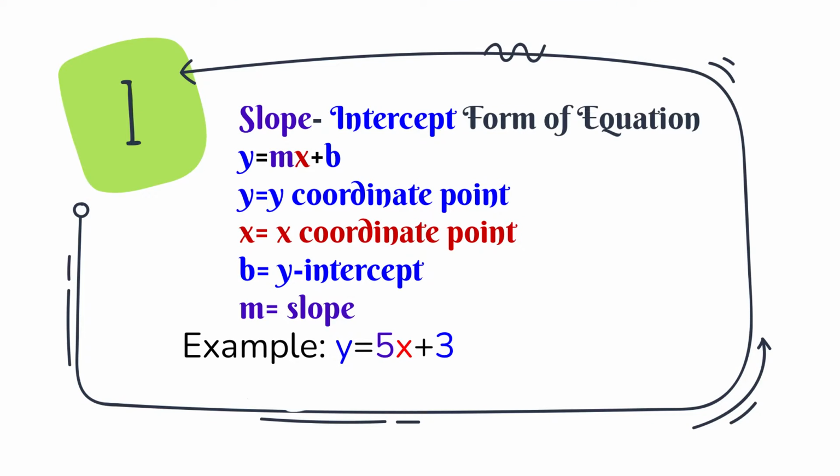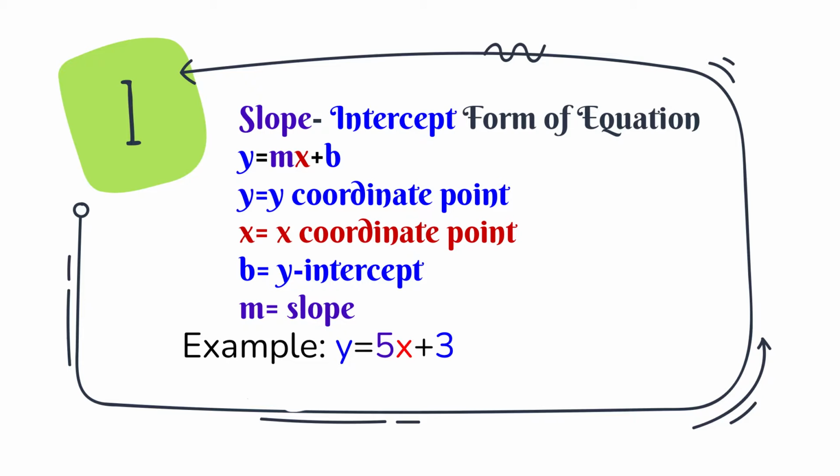So remember, there are three forms of an equation. The first one is slope-intercept form, which is y equals mx plus b. Remember that the y is your y-coordinate point, x is your x-coordinate point, b is your y-intercept, and m is your slope.